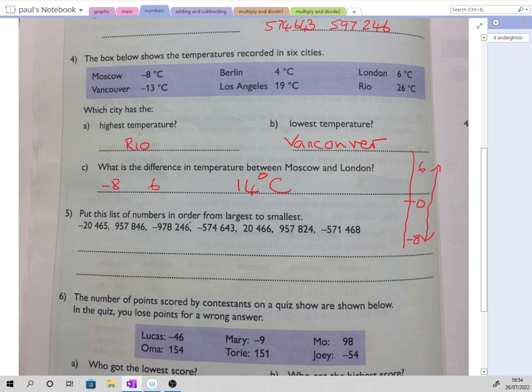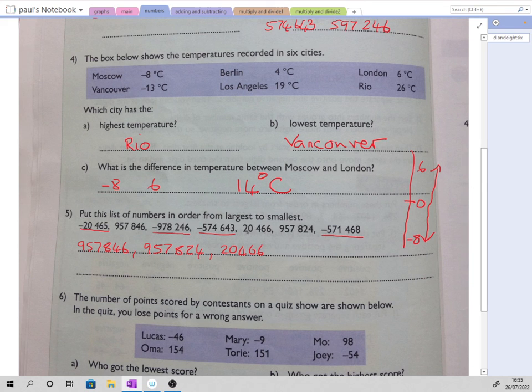Put this list of numbers in order from the largest to smallest. So now we go in the largest. We've got some minus numbers here. So let's get rid of all the minus numbers first, and we'll worry about the positive ones. So which is the biggest positive number? We've got 3 of them. We've got 957,846. Here's another one, 957,824. So that's the biggest, 957,846, then 957,824, and 20,466. So that's all the positive numbers.